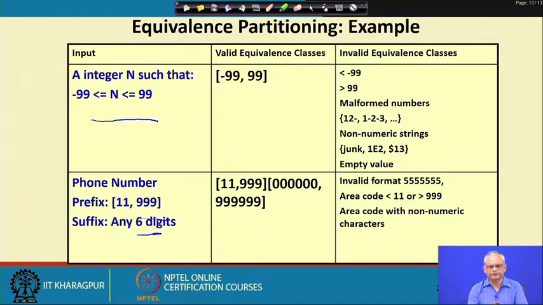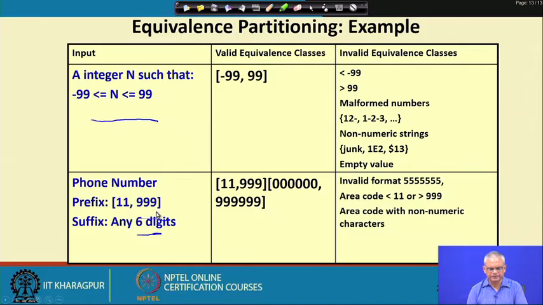For the first parameter, we have a valid equivalence class where the number lies between minus 99 to plus 99, and then we have invalid equivalence classes like less than minus 99, greater than 99, numbers which are malformed, non-numeric strings, and empty values. All these are invalid equivalence classes.